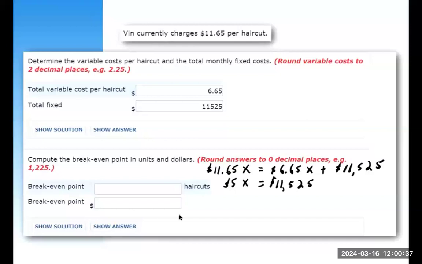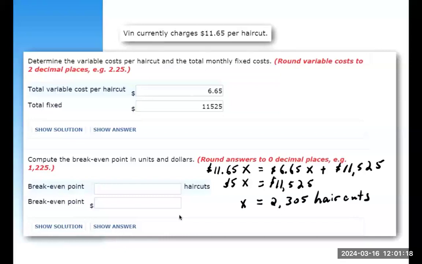And notice that we'll divide through by 5. And notice that 5 in this case is the contribution margin. $11.65 is the selling price minus $6.65 is the variable cost. The selling price minus the variable cost is the contribution margin, which is $5. And for those of you who want to skip a step, you can simply divide the fixed cost by the contribution margin, which is what we're doing right here. And we end up with X is equal to 2,305 haircuts. So that would be the answer to the first part.